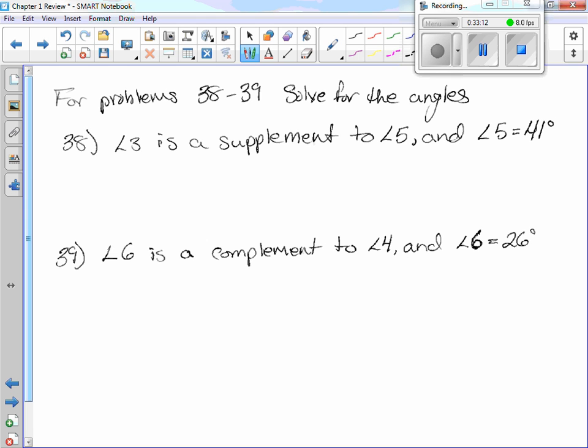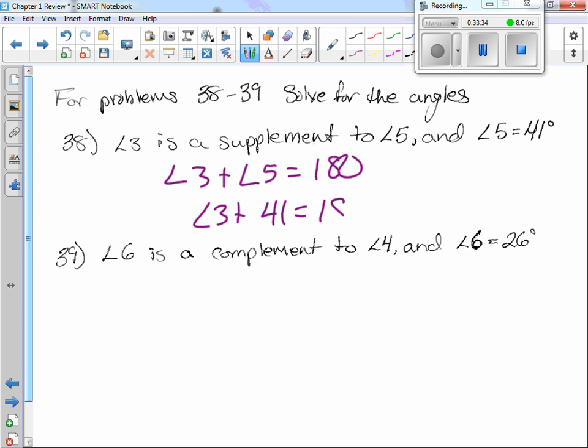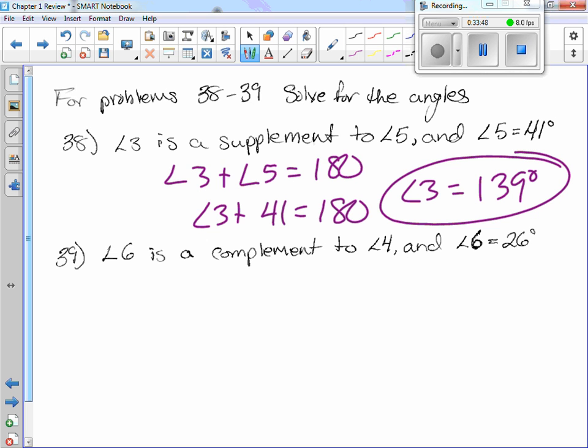All right, so 38 and 39. Again, remembering what supplementary angles and complementary angles are is important. 2 angles are supplementary if they add up to be what? 180. Supplementary is 180. So we're saying angle 3 plus angle 5 equals 180. We're told that angle 5 is 41. So what do we need to do? I need to subtract 41 from 180. And if I subtract 41 from 180, I find out that angle 3 is 139. Yes?